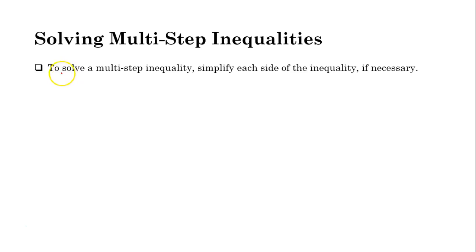So, when you're solving multi-step inequalities, the first thing you're going to do is, if necessary, simplify each side of the inequality. So that would look like this.